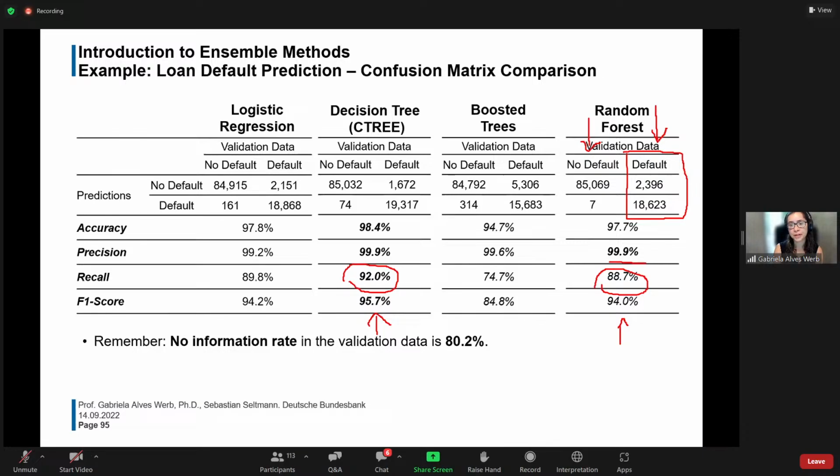Yeah, that's a very good point. So Maria is also asking something here. She says, in the example of this slide, logistic regression, which is easy to understand, performed the same in accuracy, precision, etc., as random forest, which is more black box. Is that right?